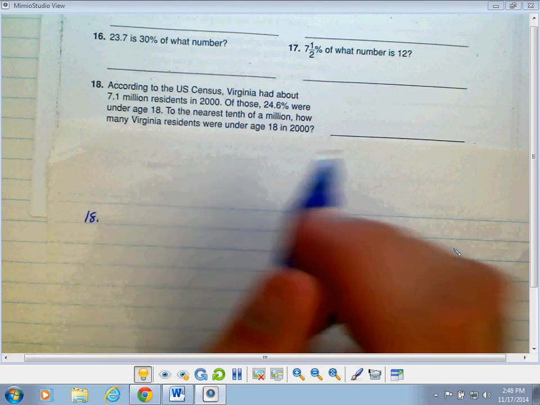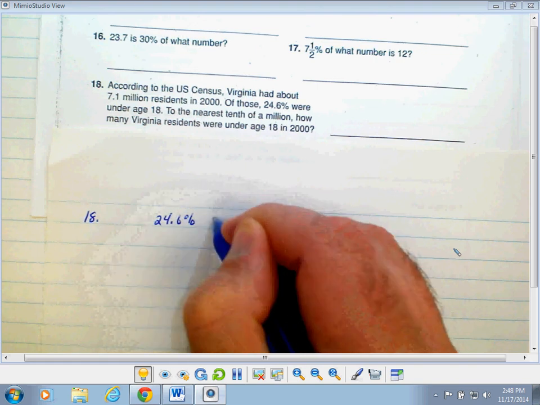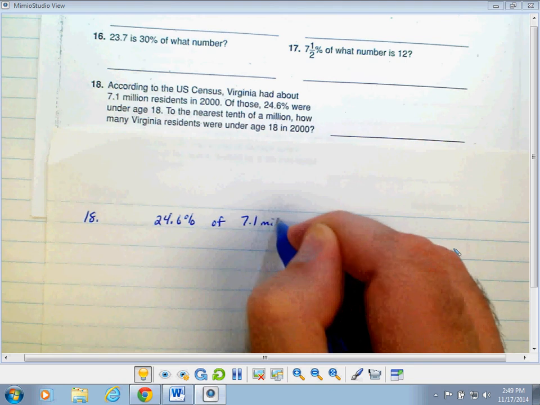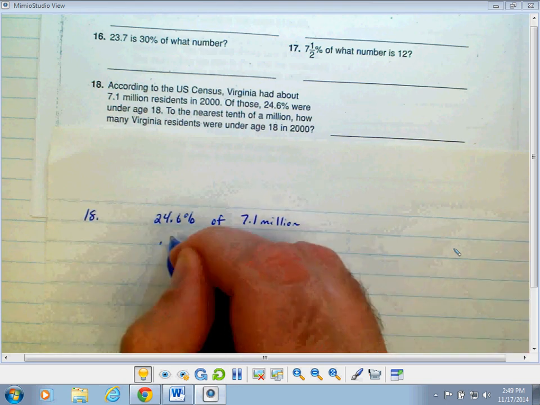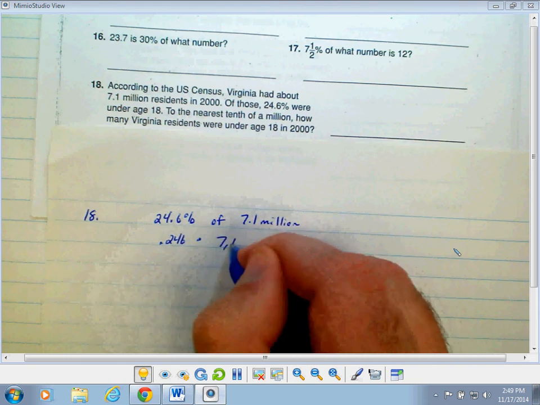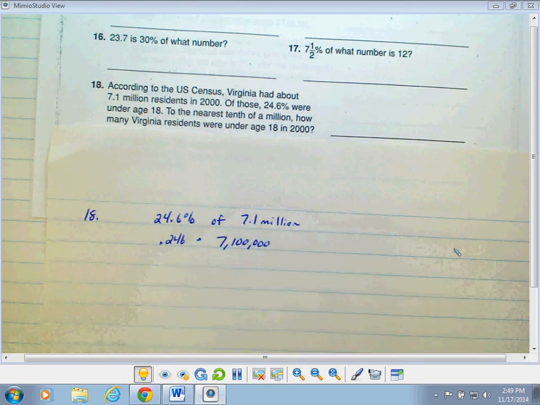So, okay, we're saying 24.6% of 7.1 million are under age 18. So all I really need to do is take 0.246, because I converted to a decimal, times 7.1 million. Now written out as a number, it looks like that. And I just use the calculator now.